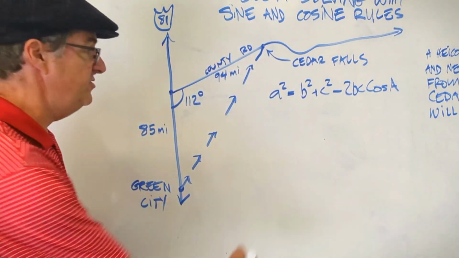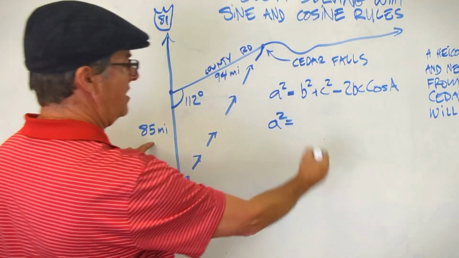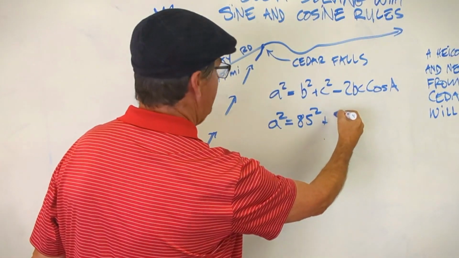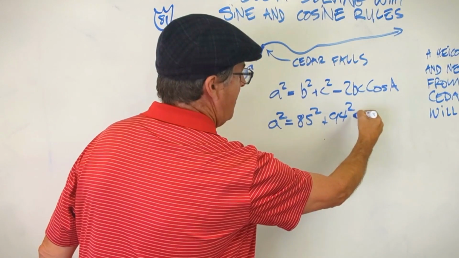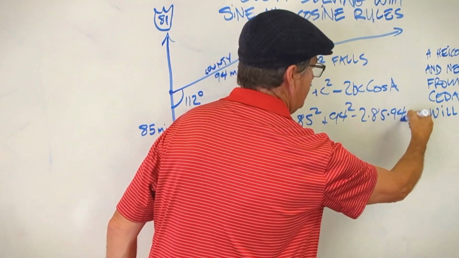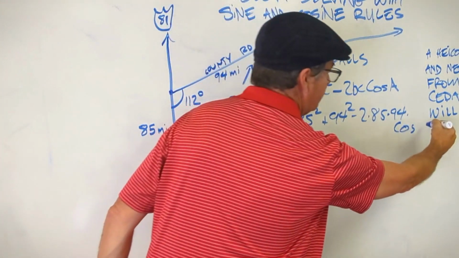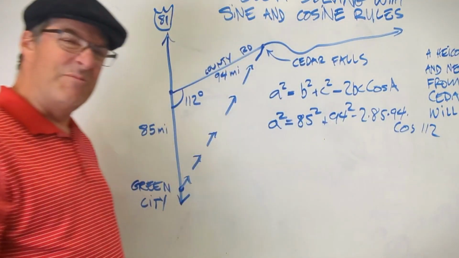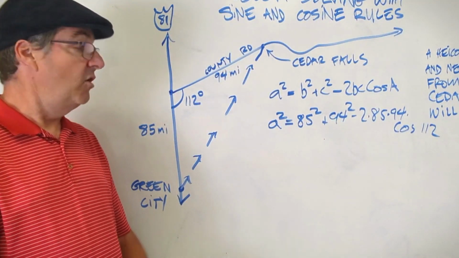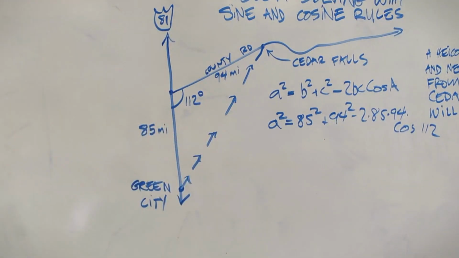So let's go ahead and do the math on that. That's going to be a squared equals b squared. I'm just going to pick one of those. That's 85 squared plus c squared, that's 94 squared, minus 2 times 85 times 94 times the cosine of 112. Kind of ran out of room there, but I think you can see what I've got going on. Okay, now I want you to pause the video and get out your calculator and crunch the numbers, and let's see if you can find a.